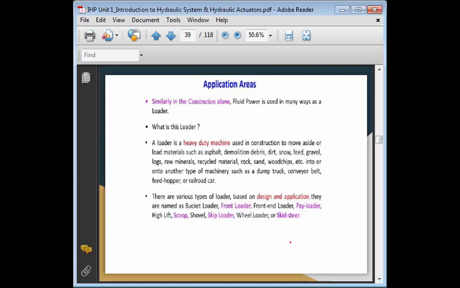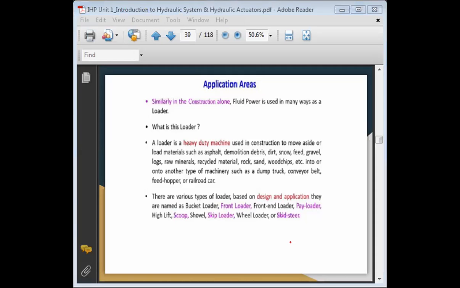Okay, or front loader, front end loader. Okay, like that they have the names. Here also I have written the payloader, then high lift, then snow well, skip loader, wheel loader, or skid steer. These are the types of the loader. Just for your information, I have written. Okay, no need to go in detail, but we should know the applications of the fluid power in construction alone. Getting it? So for that purpose, I have mentioned.